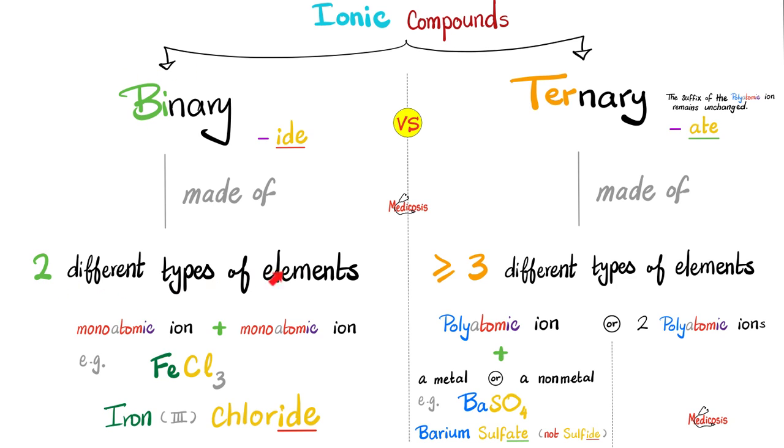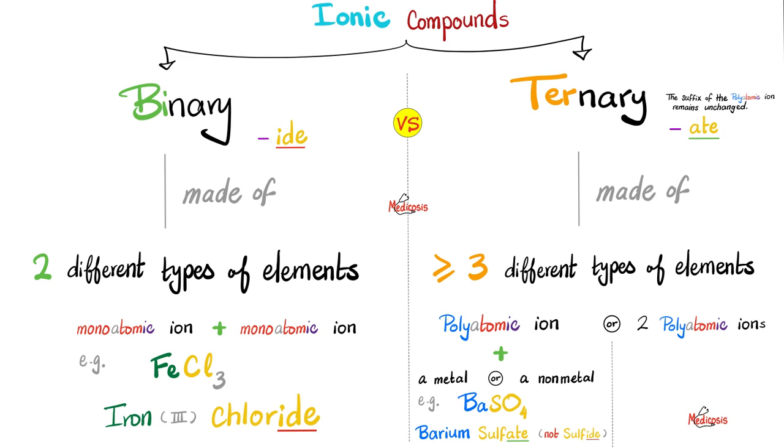Why binary? Two different types of elements. Here is an element, here is another type of element. Here is iron, here is chlorine. Together they are iron chloride. You replace the "-ine" of chlorine with "-ide", as in chloride.